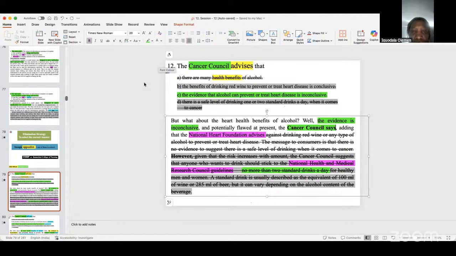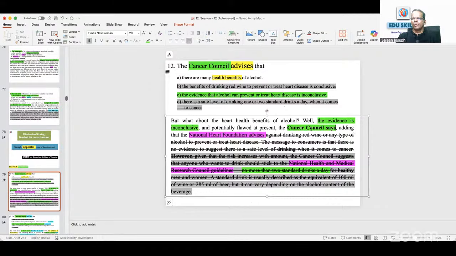This is what he says: the evidence is inconclusive and potentially flawed at present, the Cancer Council says. Okay?